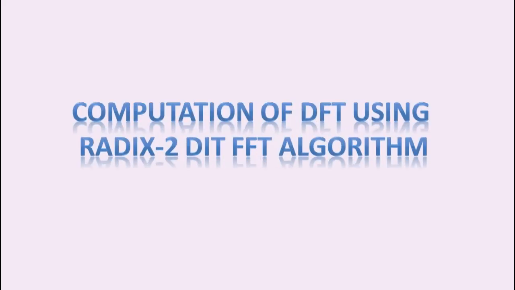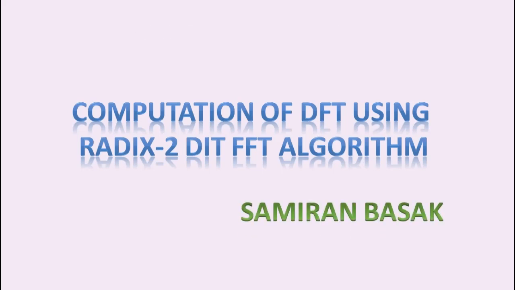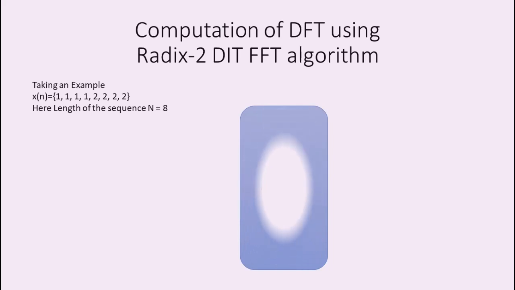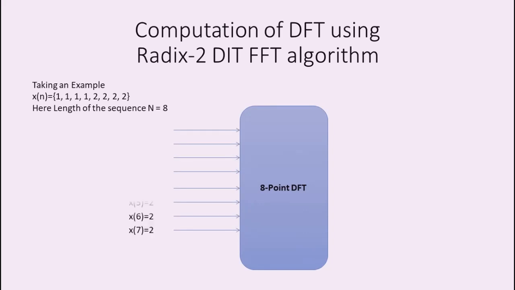Today our topic is computation of DFT using radix 2 DIT FFT algorithm for a given sequence. Now, taking an example x(n) = 1, 1, 1, 1, 2, 2, 2, 2. Here, the length of the sequence is N = 8. If we draw the pictorial view of 8-point DFT, then the diagram is as follows.